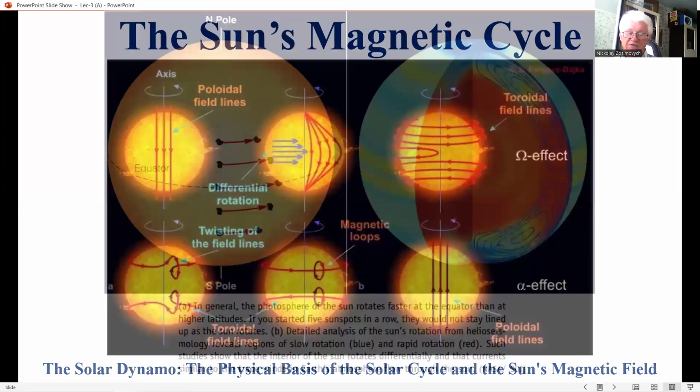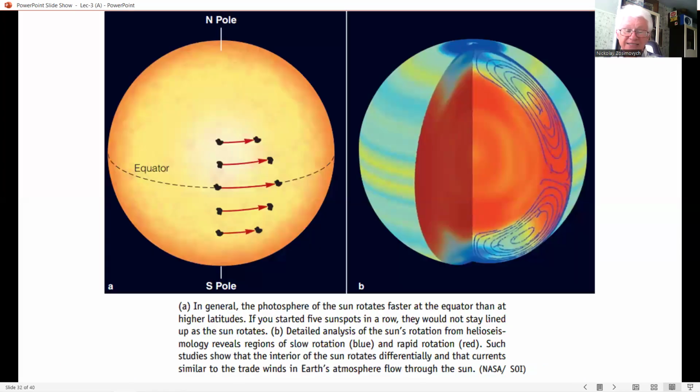The sun's magnetic field cannot be as stable as Earth's. The sun does not rotate as a rigid body. It is a gas from its outermost layers down to its center. So some parts of the sun can rotate faster than other parts. The equatorial region of the photosphere rotates faster than the region at high latitude.